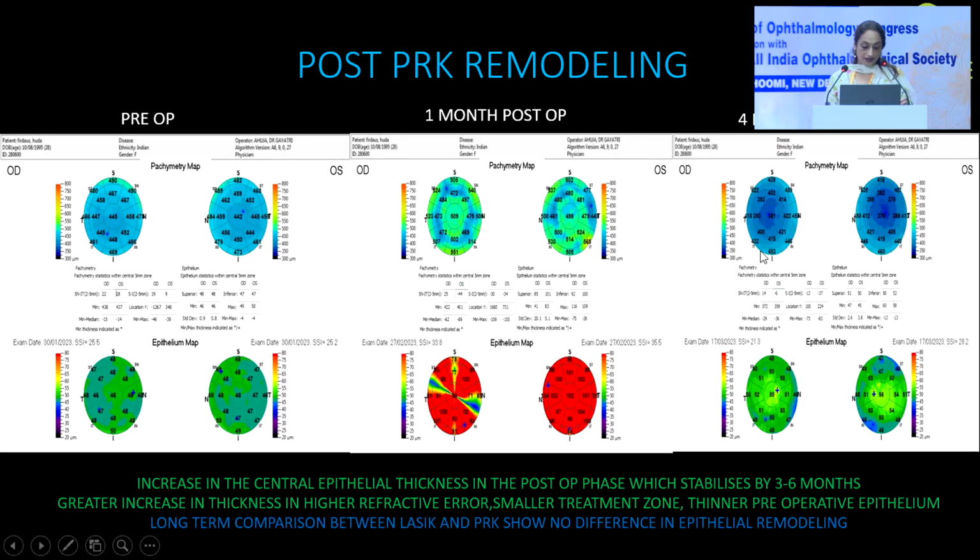Post-PRK remodeling shows an increase in the central epithelial thickness in the post-op phase, and this typically stabilizes by the end of 6 months. The long-term comparison between LASIK and PRK does not show any difference in the epithelial remodeling, and it does not really affect the vision.